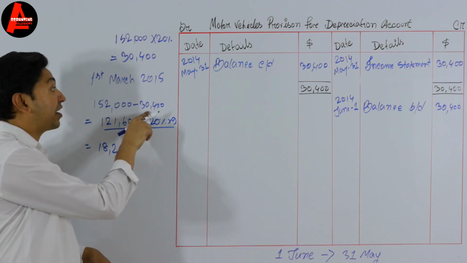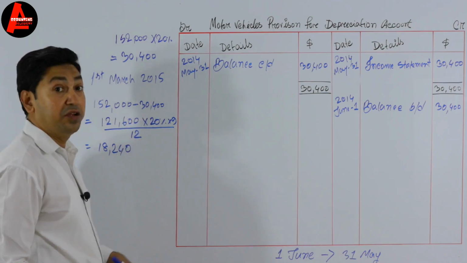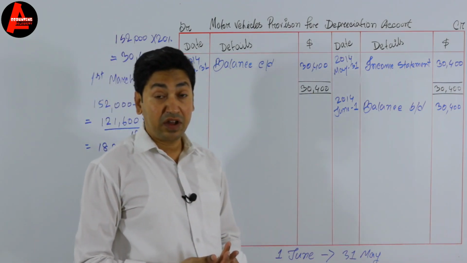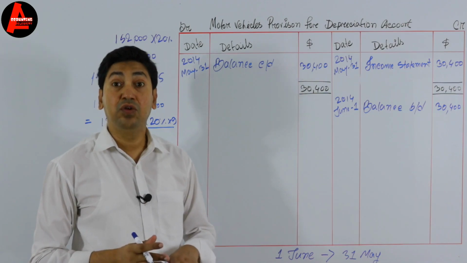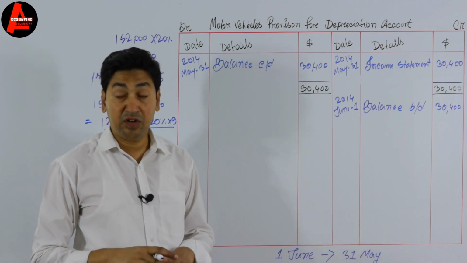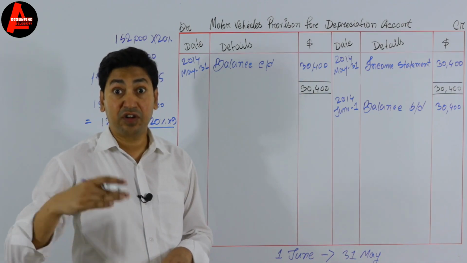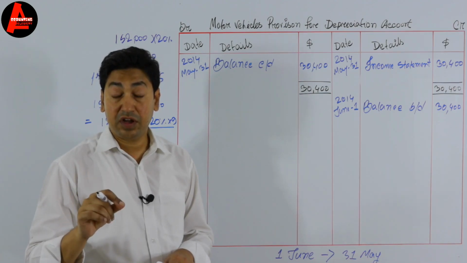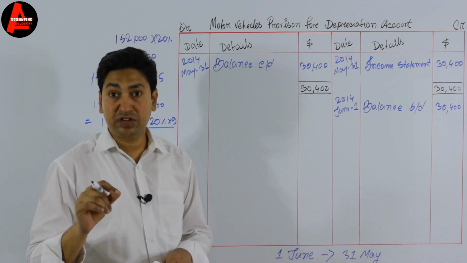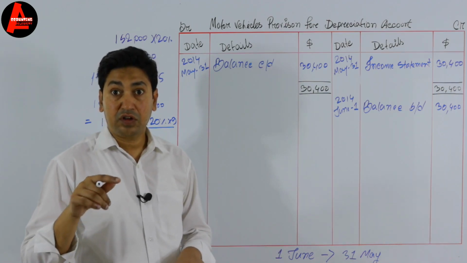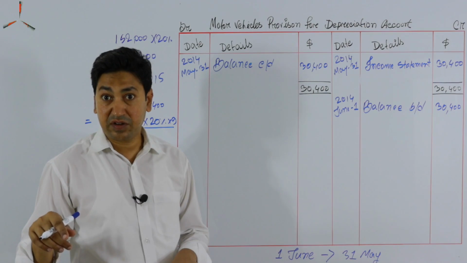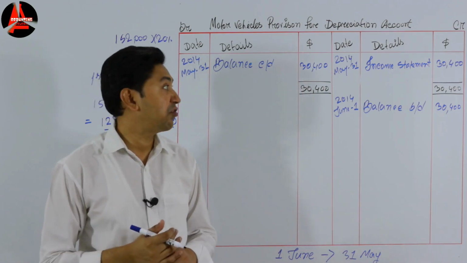Don't be confused. Why did we subtract $30,400? Because it is the balance reducing method, and the main thing of the balance reducing method is that we need to calculate the net book value to calculate depreciation for the next year. So to calculate net book value, we need to subtract the previous year depreciation. Net book value equals cost minus depreciation. Then we need to multiply by the rate.